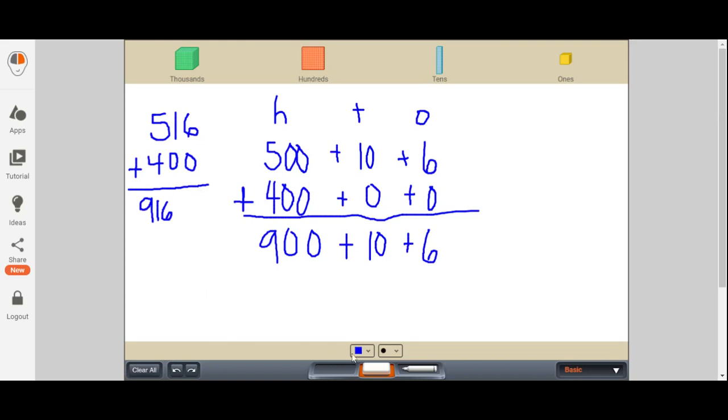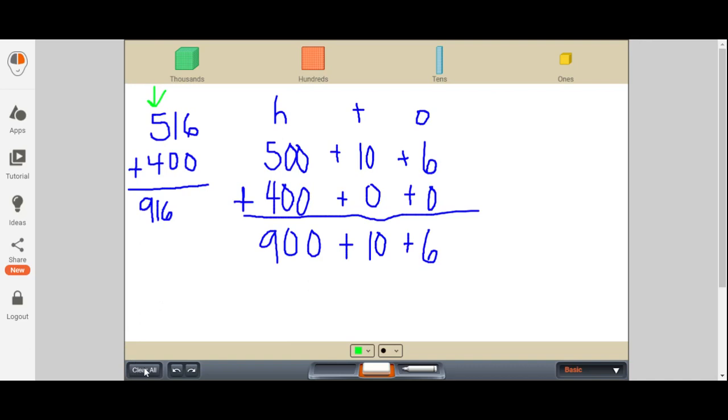Now, some of you may like to solve this mentally. If you solve it mentally, you might explain to me, I know 500 and 400 is 900. I did not add tens and ones, so I still had 110 and 610. You can put that into words. Let's practice one more in your journal before you try some on your own.